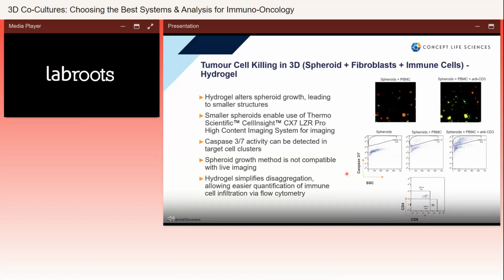And essentially what you can do with this system is go, okay, can we manipulate, and do I want to have a look at the immune cell component, or do I just want to look at the sphere? And that decides how you want to move forward with these systems.